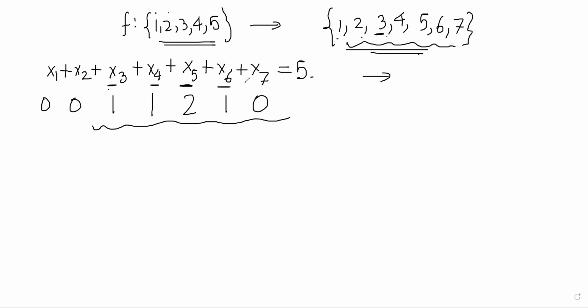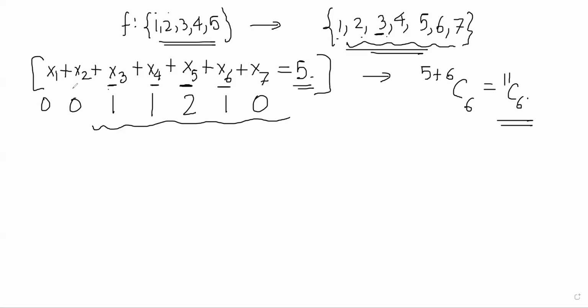There are 5 stars, and you need 6 bars here, right? So you will do 5 plus 6 C 6, or 11 C 6 in this case, right? 11 C 6 ways to solve this equation.